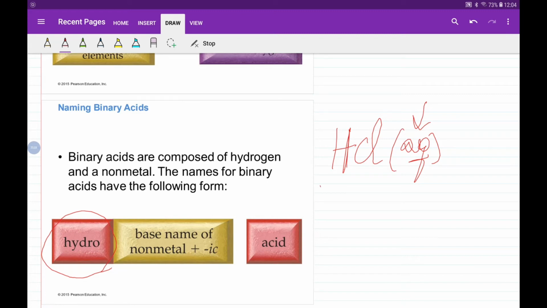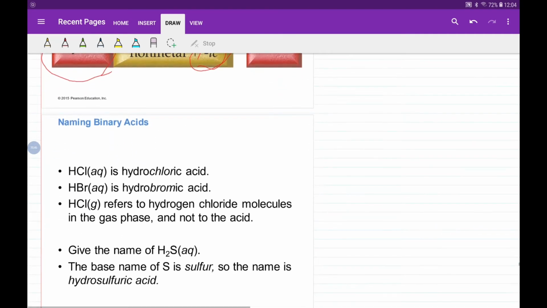So we start with the hydro prefix. Then we're going to use the base of the name of the element that is attached to hydrogen. In this case, it is chlorine, so we're going to use chlor. Then we're going to add a suffix to it, ic, followed by the word acid. So that would be hydrochloric acid. And that's how we name binary acids. All right, it'll be hydrochloric acid.